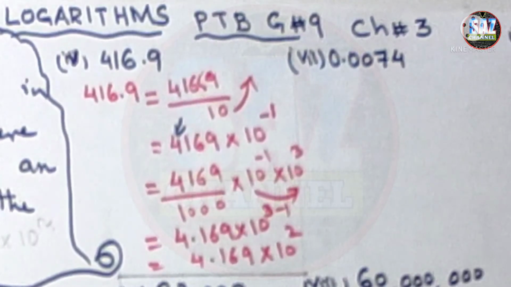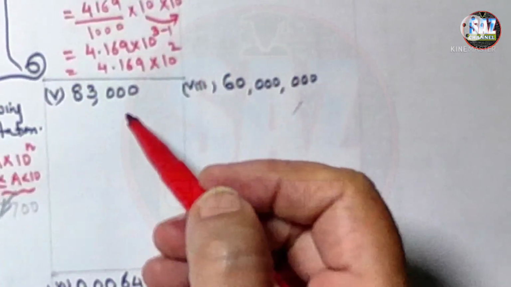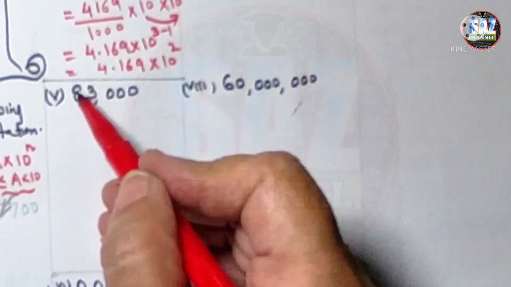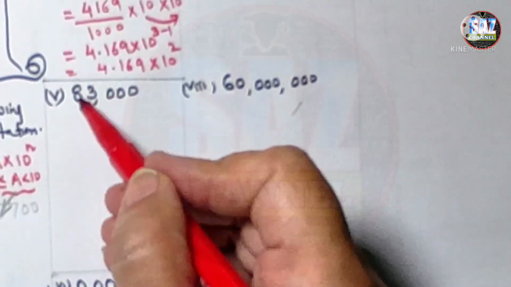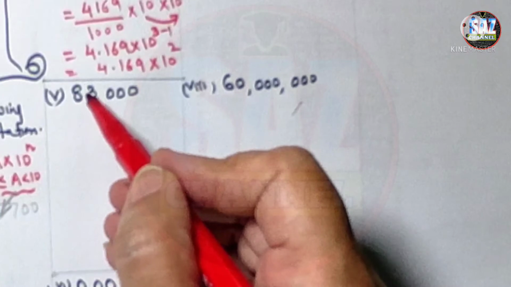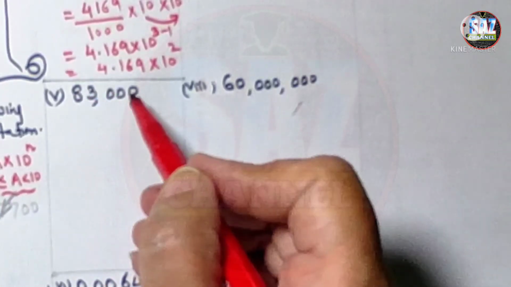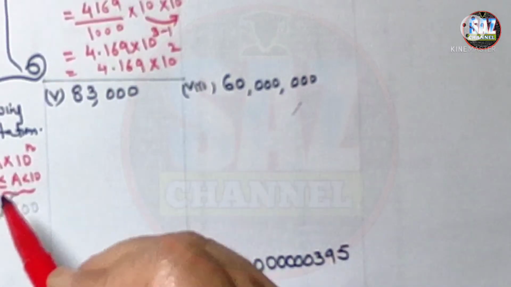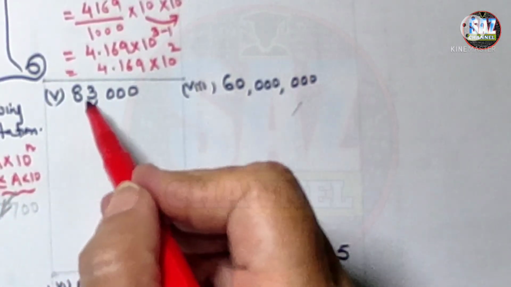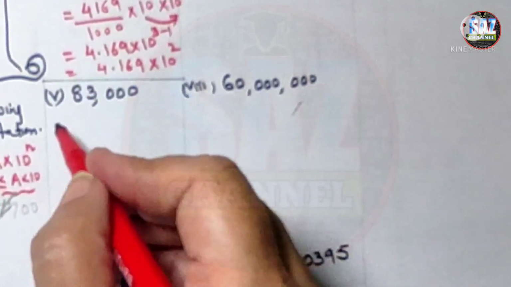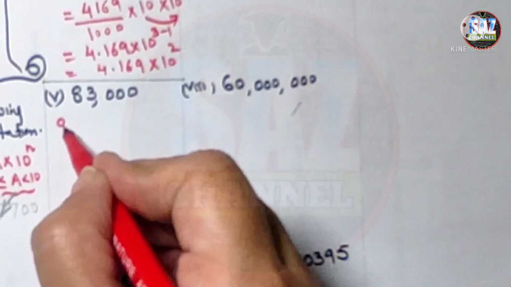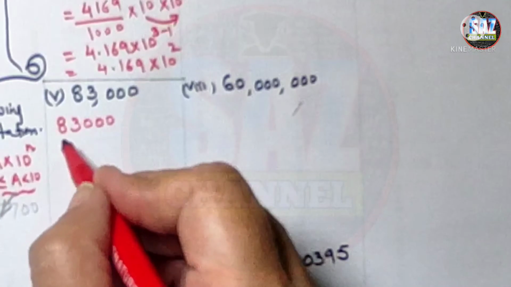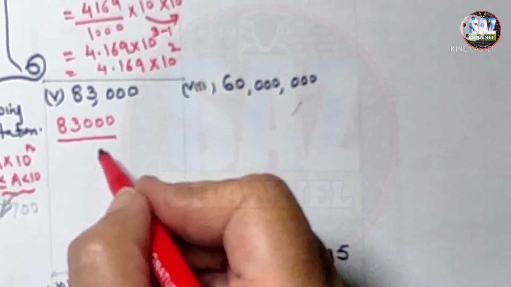And now the next is 83,000. Okay, now look, first let's try the trick that we have to bring the decimal right in between 8 and 3. Okay, so how many moves towards left? 1 2 3 and 4 moves. So I hope it will be 8.3 multiplied by 10 raised to the power 4. But let's do it properly as well, because these are one of the important concepts of your board examination.